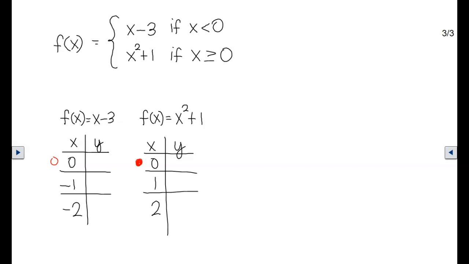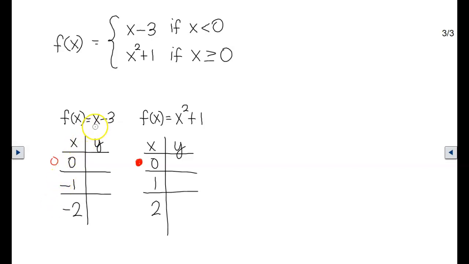So notice how I'm setting up my function tables. Whatever numbers are specifically mentioned up here go into the tables. And I need to think about whether that would be an open circle or a closed circle for that graph. And then I get to choose the other numbers myself based on what the domain says x is allowed to be. All right, so now let's input-output here.